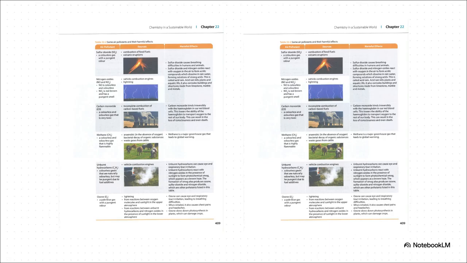Next up is a really dangerous one, carbon monoxide, or CO. It's colorless, it's odorless, and it's made when fuels don't burn completely, like in a car that isn't running properly. And here's why it's so deadly. It sticks to the hemoglobin in your red blood cells, permanently. Once it grabs on, that cell can't carry oxygen anymore. It's a true silent poison.